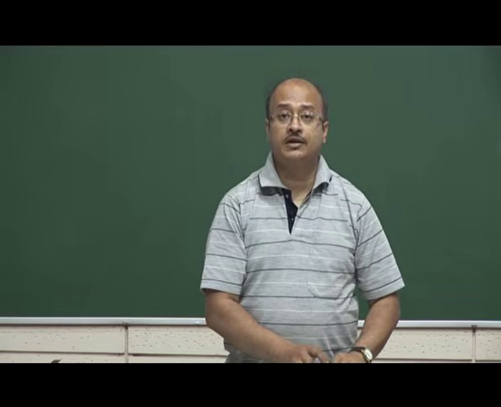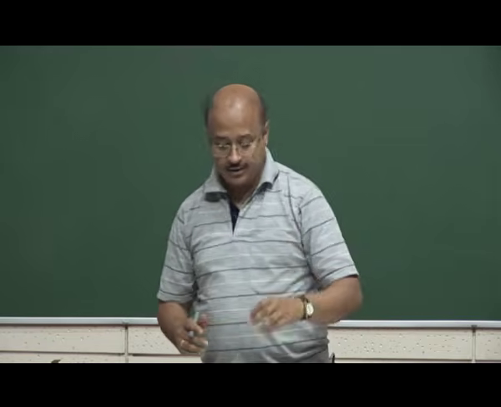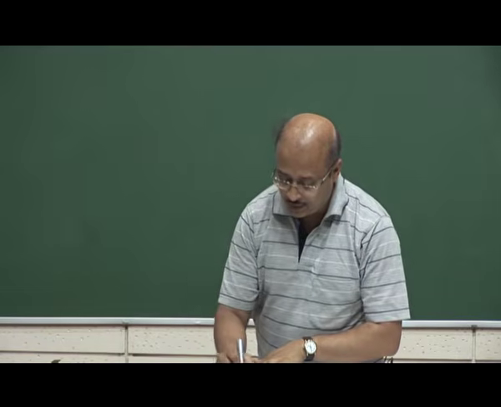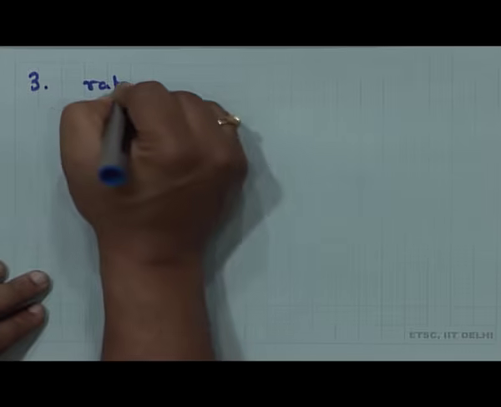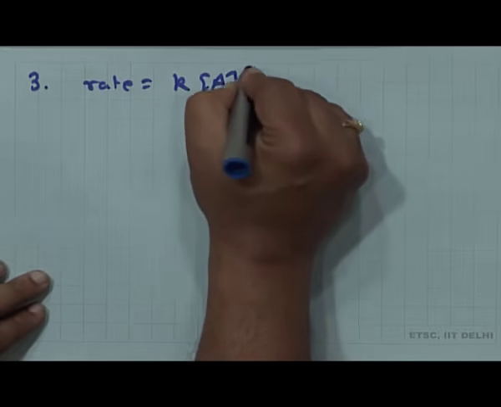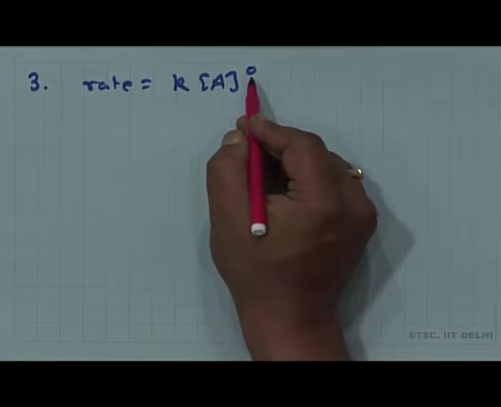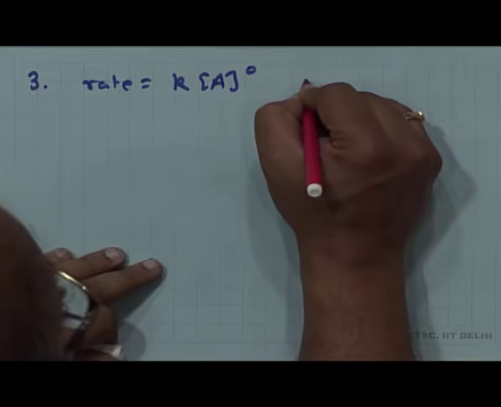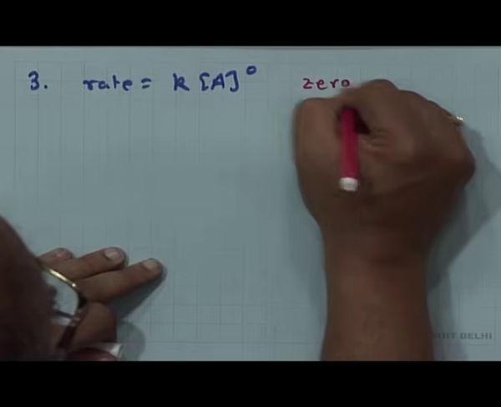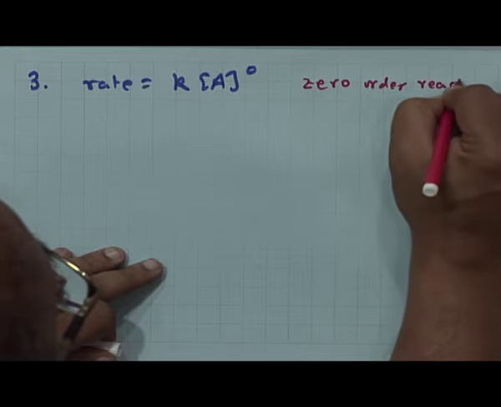These are some things we should be able to tell right away when we look at the rate expression. Then if we have rate is equal to K times concentration of A to the power 0, remember now n is equal to 0, which means it is called a 0 order reaction.